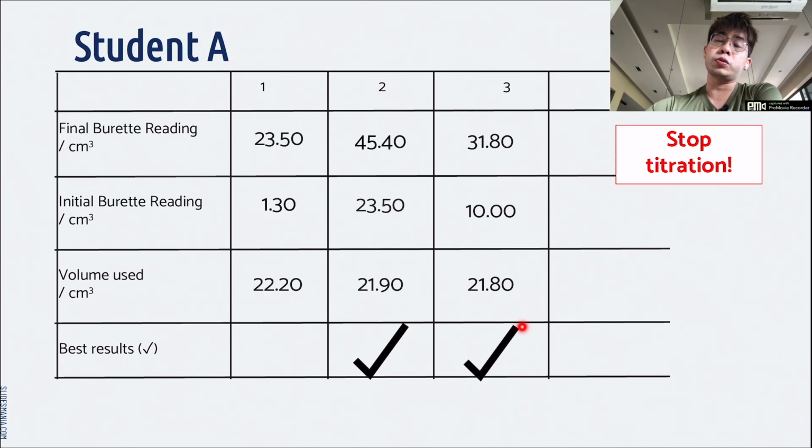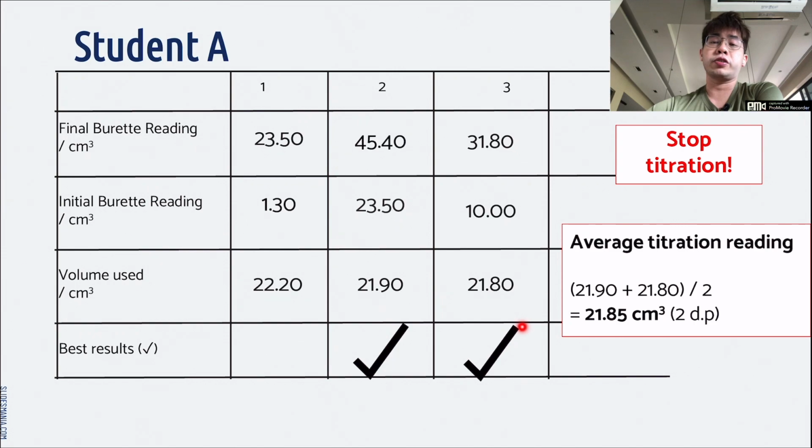What's the next step we need to do? We need to calculate the average titration volume. The average titration volume uses only the concordant results. We ignore non-concordant results, which in this example means we ignore 22.20, and only use 21.90 and 21.80 to find the average of these two data. If there are 3 concordant results, then use 3. But here there are only 2, so the average of the 2 is 21.85, which must always be written to 2 decimal places.